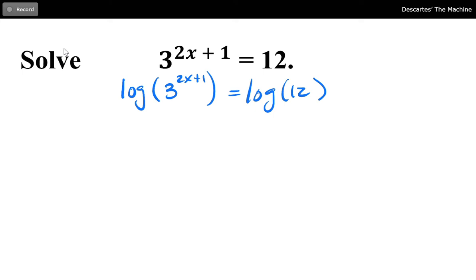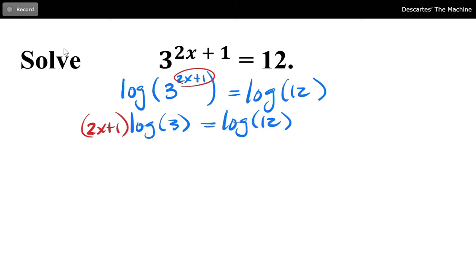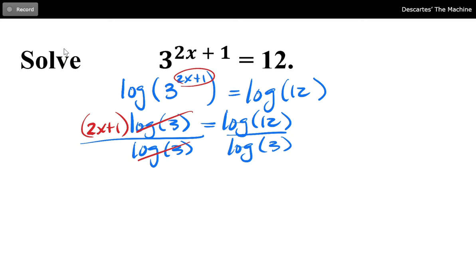So now I take the exponent and I bring it down. This is now going to be 2x plus 1, the group of that, times what remains, log of 3, equals log of 12. Now I'm going to divide both sides by log of 3. This whole package here will cancel because that's the exponent on 10 that gives me 3. But I can't cancel the logarithms on the left, nor can I cancel the 12 divided by 3. That stays put. So what I get is 2x plus 1 is equal to log of 12 divided by log of 3.